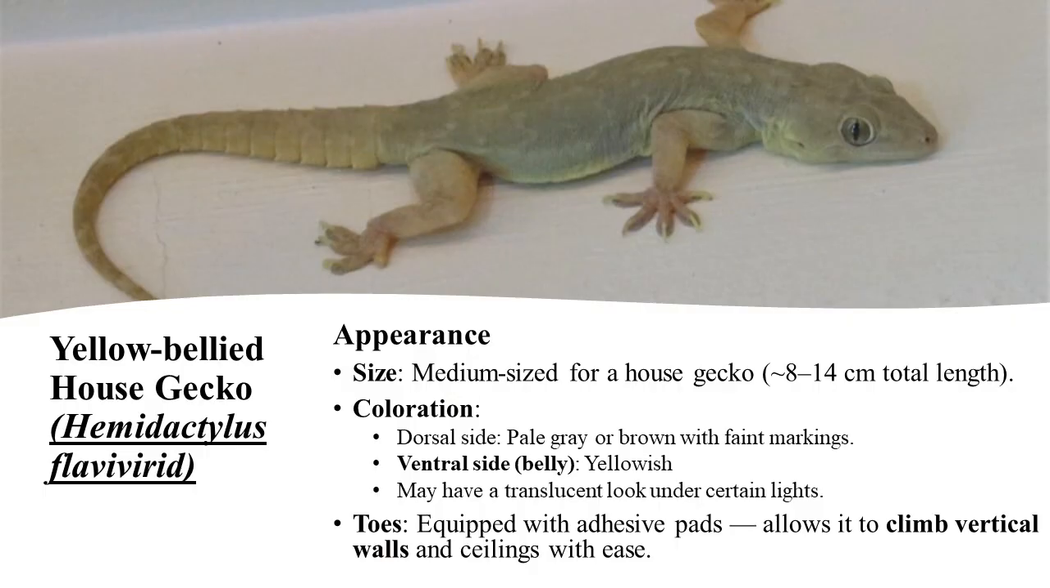Yellow-bellied house gecko, medium size for a house gecko. Coloration: dorsal side pale grey or brown with faint markings. Ventral side yellowish. Toes equipped with adhesive pads allow it to climb vertical walls or ceilings with ease.